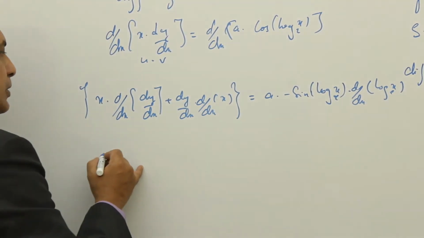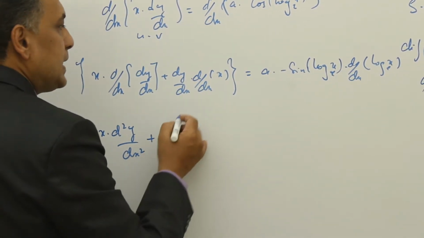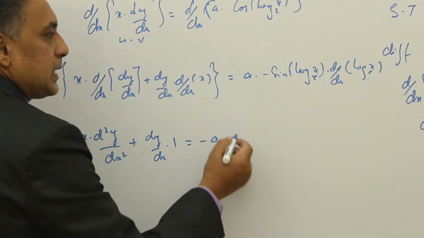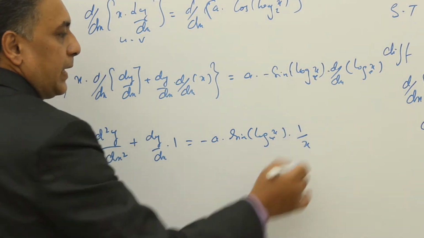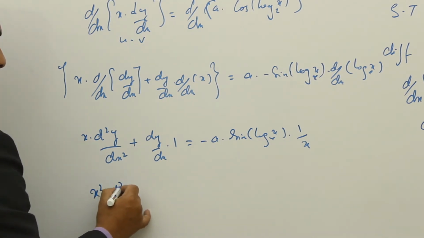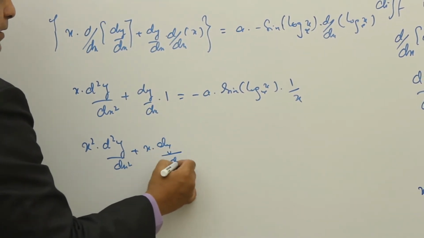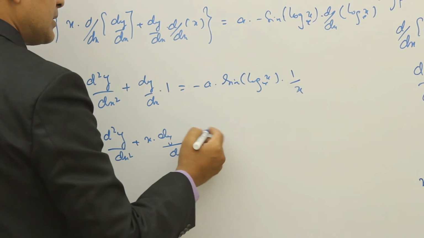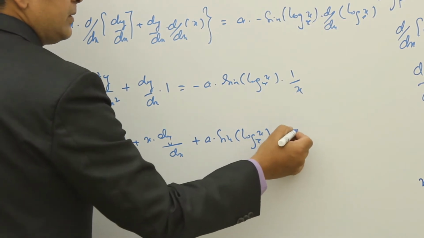So therefore this will be equal to x into d squared y divided by dx squared plus dy by dx into 1 equals minus a into sine of log x to base e into 1 by x. So multiply this x throughout the other side, you'll be getting x squared into d squared y by dx squared plus x into dy by dx equal to, or transpose this, it is going to be plus a into sine of log x to base e equal to 0.